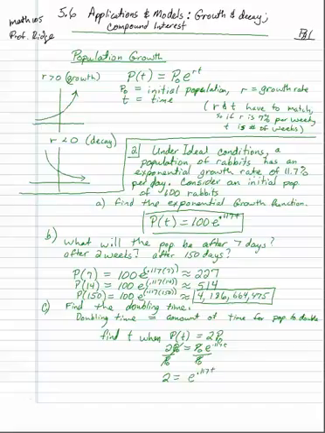And then you're going to do ln of both sides, so ln of 2. The ln and e cancel each other, so you get 0.117t. And then you're going to divide by 0.117. So t is equal to 5.9 days. So every almost 6 days, your bunnies are going to double if you have them in ideal conditions.